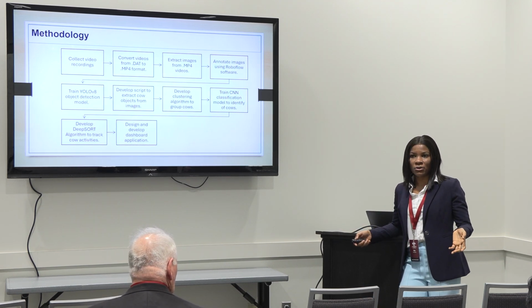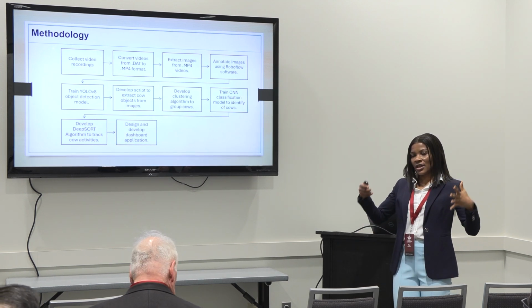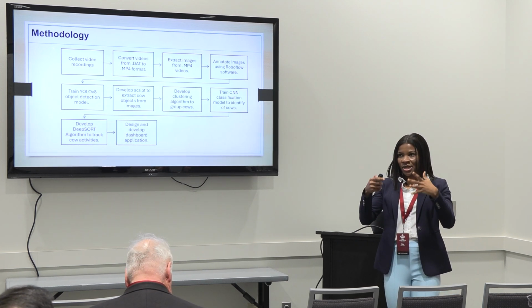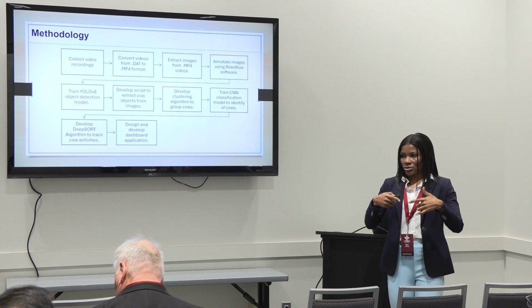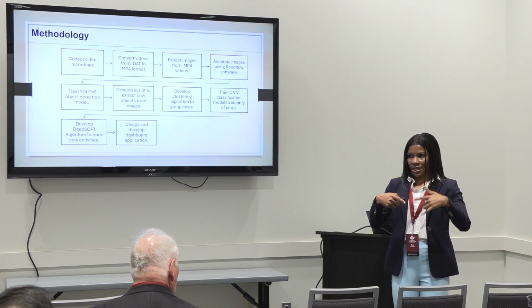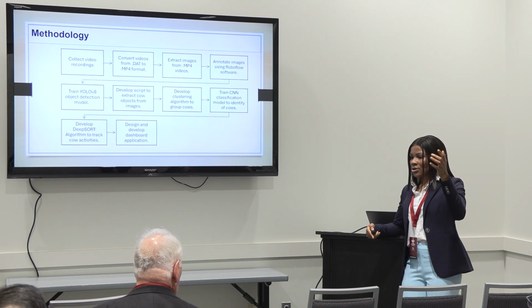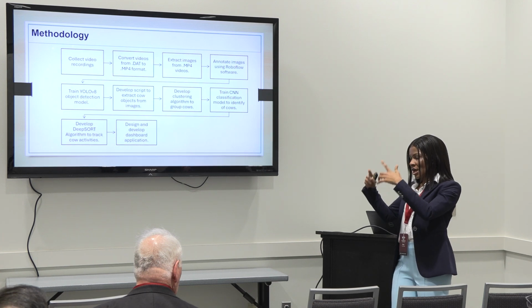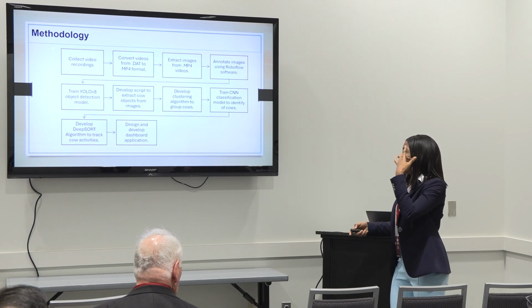So at the end of training a YOLO V8 model, we actually have images with bounding boxes. So you'd have a cow with a bounding box around it and a label on it saying this is a cow. You have the brush with a bounding box. You have the water tub with a bounding box.